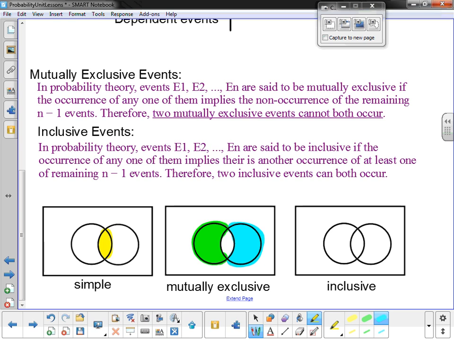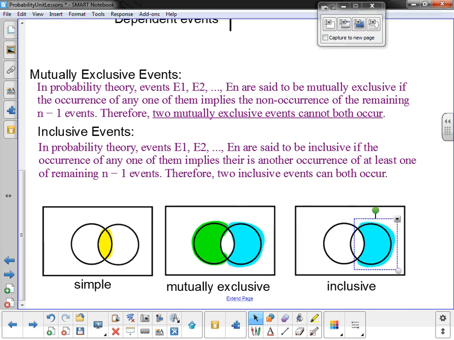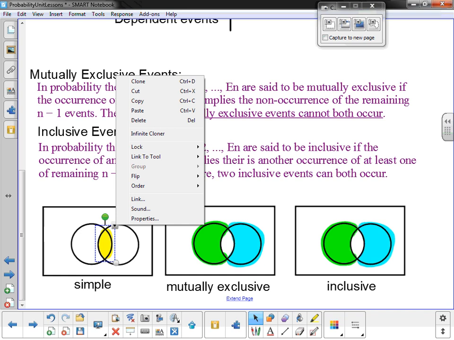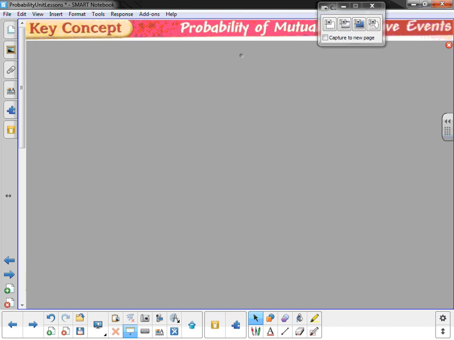Now, inclusive is rather interesting because it has that group, it has the other group, and it's got the overlap. So it's all of the areas when we do inclusive. An inclusive is that whole combination. You have the whole thing. So the question is, how do we deal with problems like this? Well, here's how we deal with it.